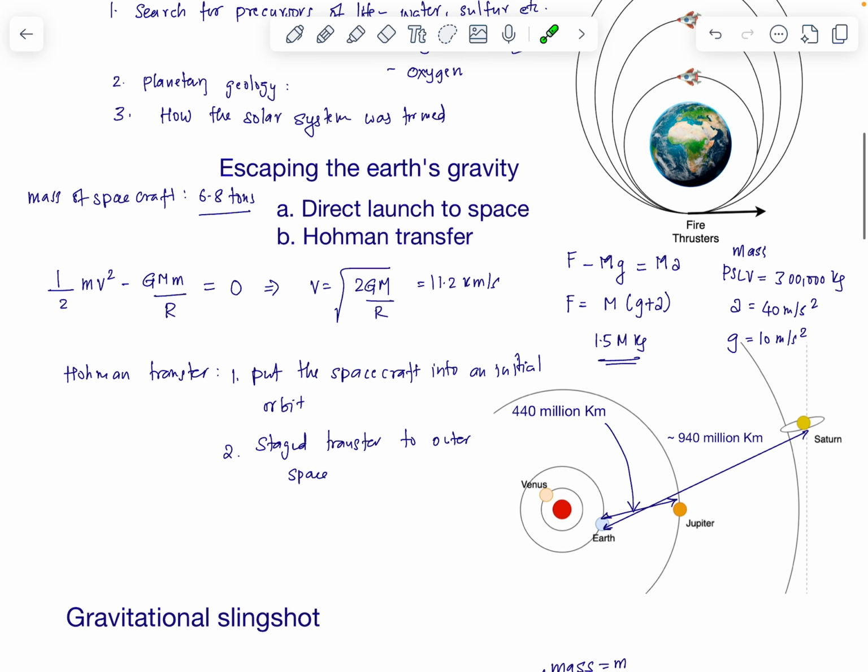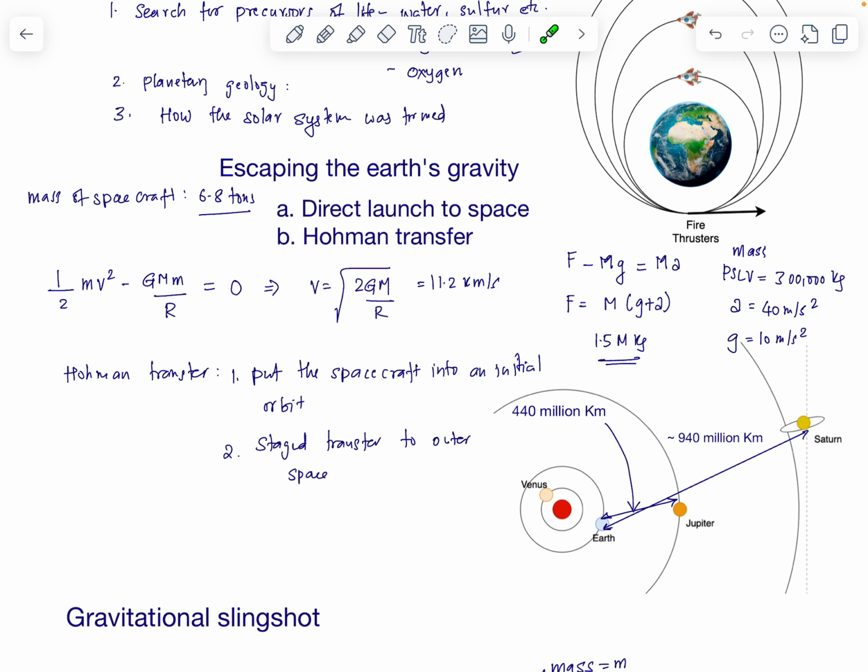Now, the thing with Jupiter and Saturn is that they have their own moons. So you can use the gravitational effects of those moons to slow down the spacecraft as well. Not only that, you also want to do flybys by Jupiter's moons. You want to do flybys by Saturn's moons, and so on and so forth. So that's a very interesting thing.